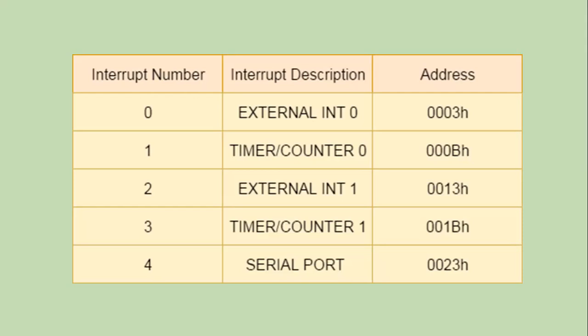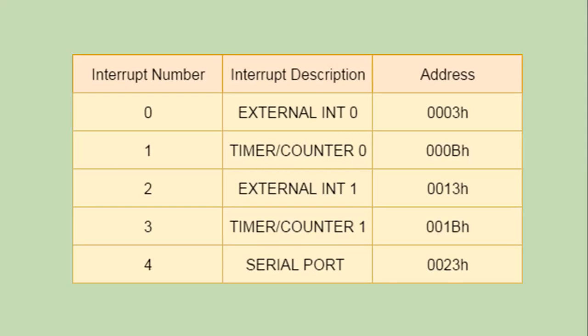In the serial port, actually there are 2 interrupts. One is called RI and another is called TI. TI means transmit interrupt, RI means receive interrupt. When 8051 is transmitting, it will generate a transmit interrupt. When it is ready to receive, it will generate a receive interrupt. So these two interrupts are related with the serial port.